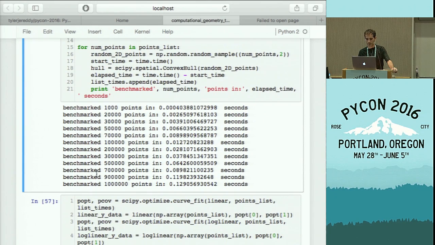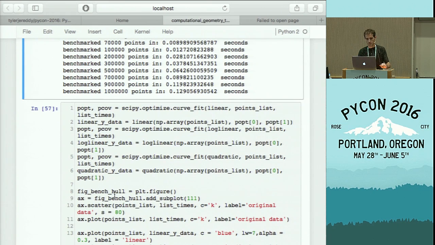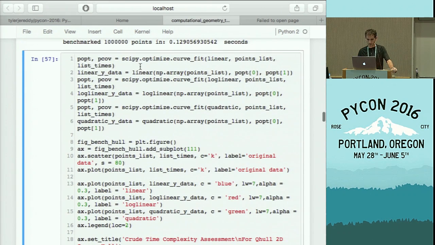It certainly seems to go pretty fast, right? I think less than a second for 1,000,000 points. And we'll use SciPy.Optimize.CurveFit, a nonlinear fitting algorithm, to fit for the various different functions based on the amount of time that it took them to run.